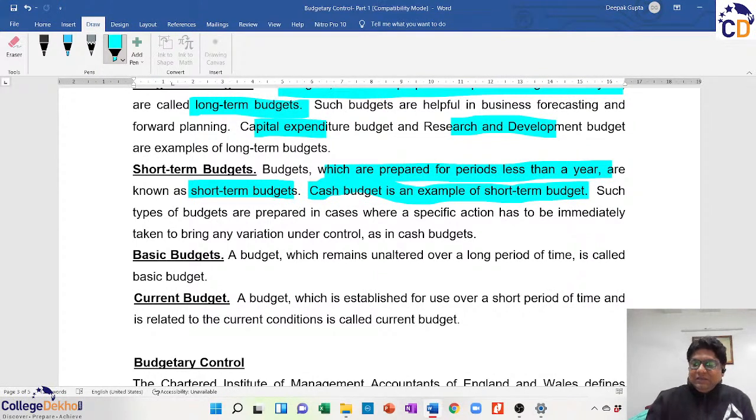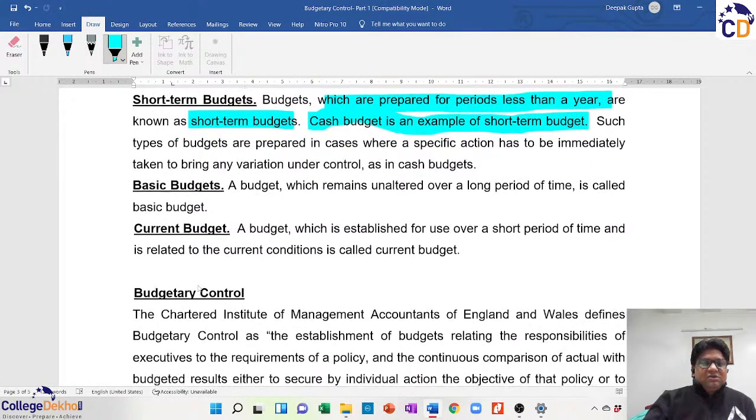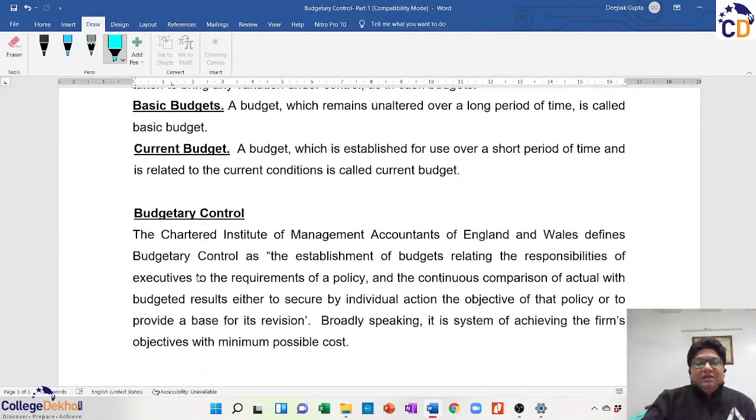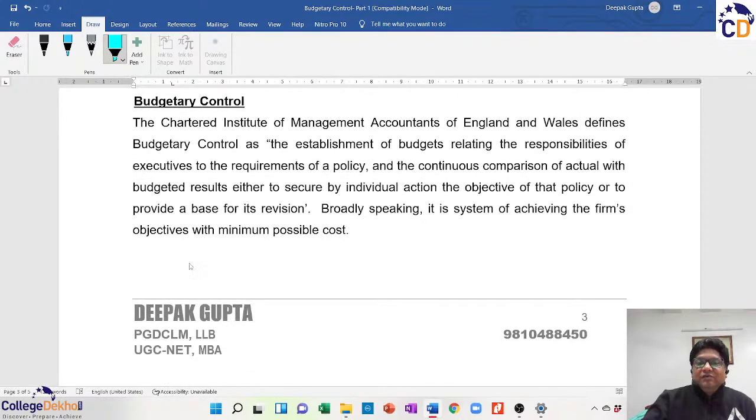Okay. Now the fourth classification, which is as such not important for the paper, are basic and the current budgets, but that is ignorable because that has no purpose to serve in our study. Now, when we understood that budget will be used for planning and control of performance by the business management, we can also now understand very simply what is budgetary control.